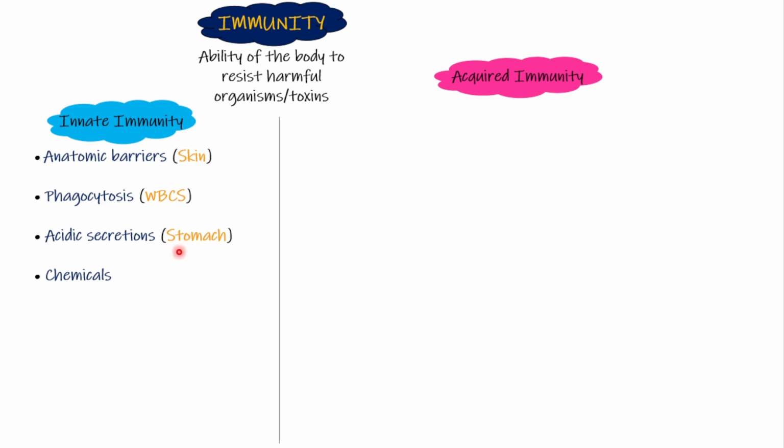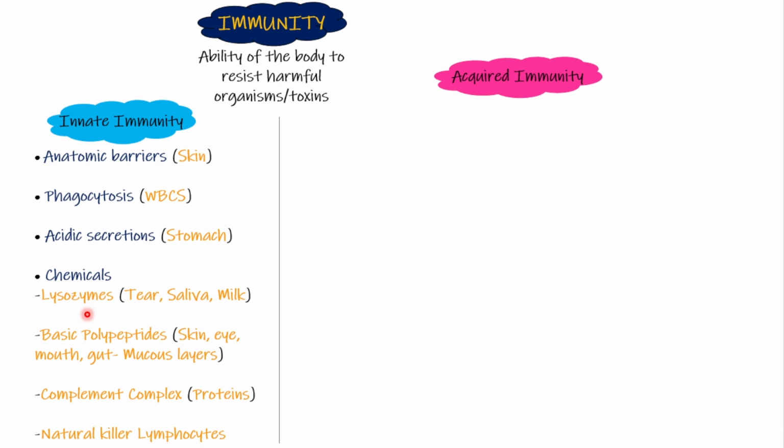Then inside the stomach, we have acidic secretion. One significance of this acidic secretion is protein digestion. The enzymes which digest the protein are activated in the acidic environment. The other significance is that this acidic environment protects the body from any foreign invader which is present inside the food. Okay, then we have some chemicals like the lysozymes, basic polypeptides, complement complex, and natural killer lymphocytes.